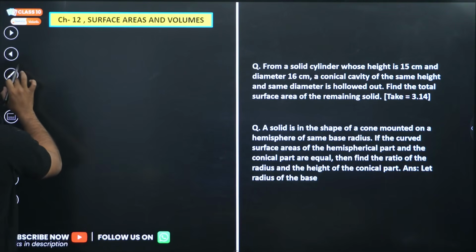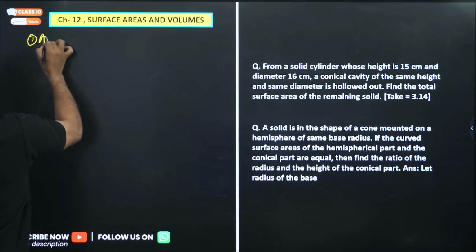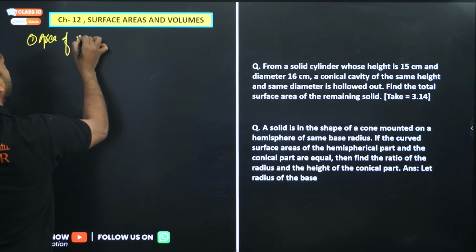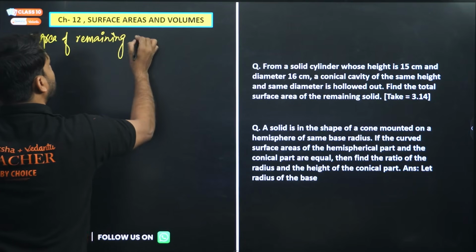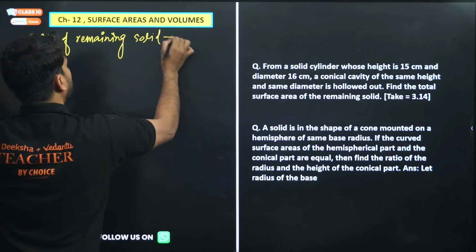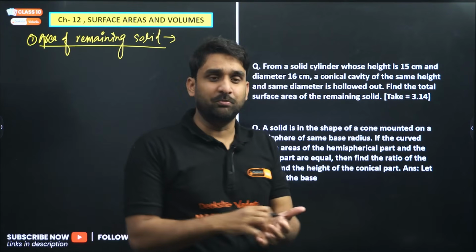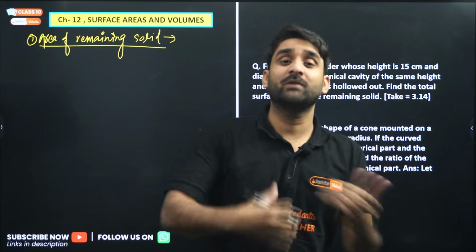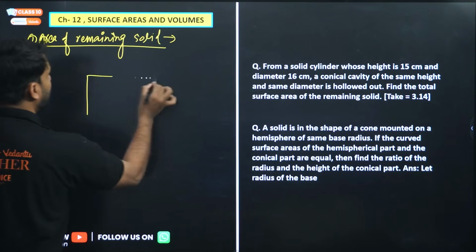So in surface area and volume, my dear, the most important thing is area of remaining solid. You know, this statement comes up when we scoop any portion from a solid structure. So what will be the area of remaining solid? Let me give you a very good example.